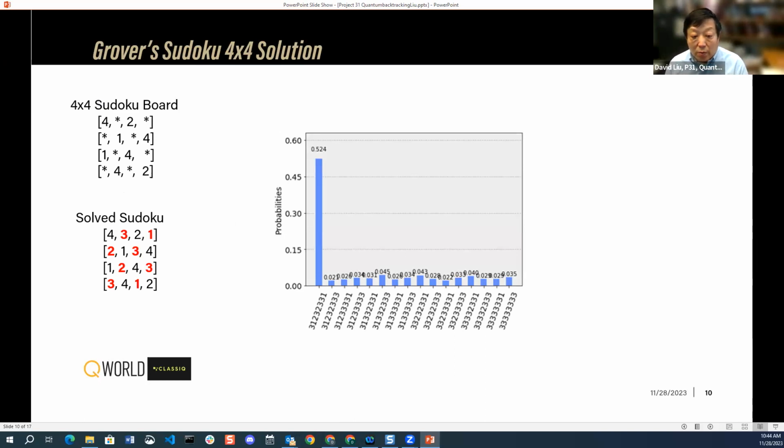Here is an example. We have a board, and the asterisk is a missing value. I run my algorithm and get my estimate: 3-1, 2-3, 2-3, 3-1. Those are the missing values in the Sudoku, values from 1 to 4. So that worked, with pretty good performance. I did this one myself.